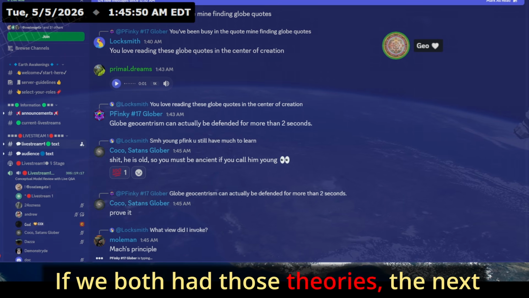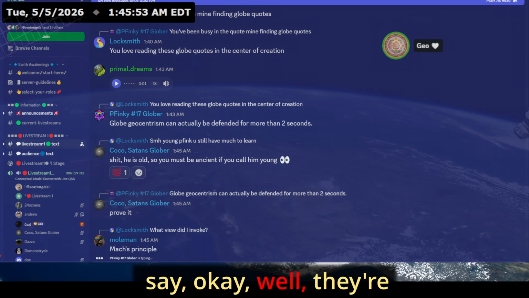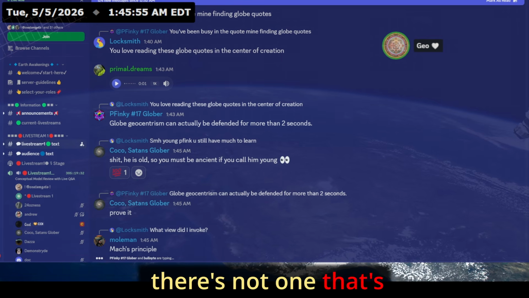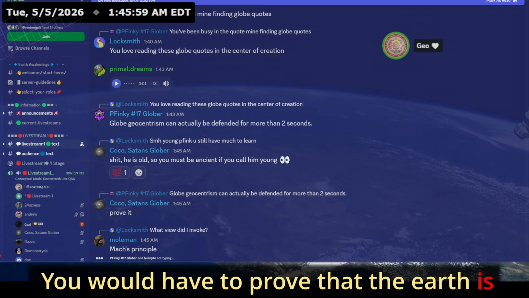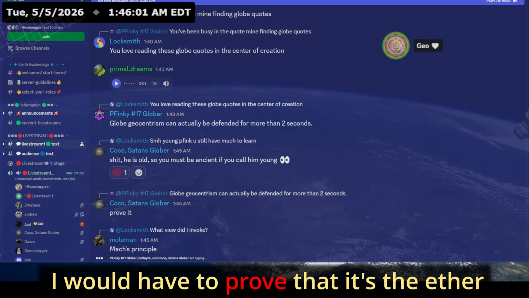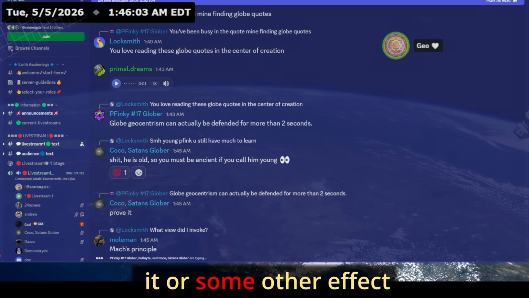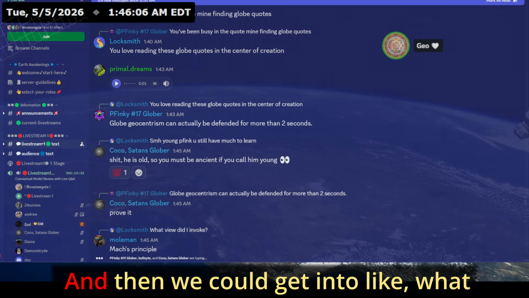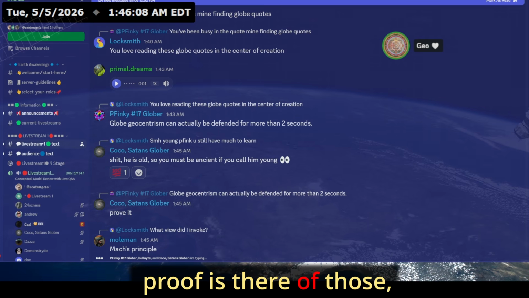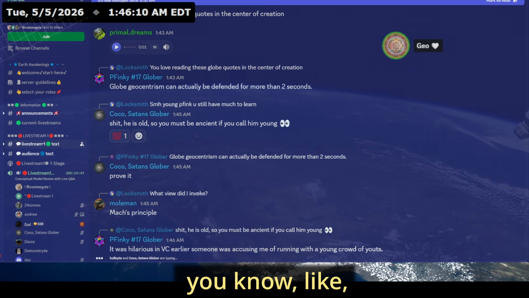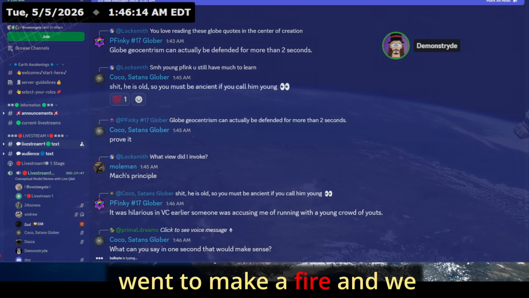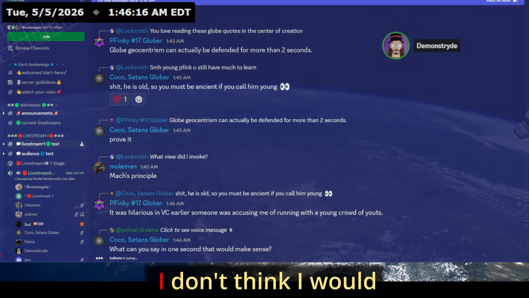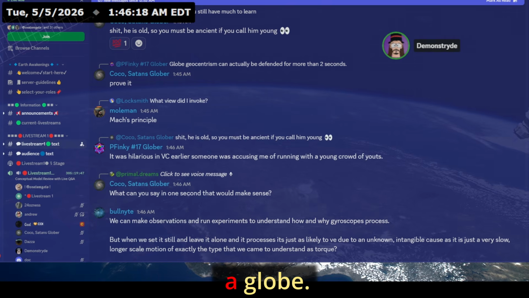If we both had those theories, we could say, okay, they're not necessarily mutually exclusive, just from that alone. You would have to prove that the Earth is actually moving or in rotation. I would have to prove that it's the ether that's actually causing it, or some other effect in the medium. And then we could get into what proof there is of those. To be honest, if we just plopped in and went to make a fire and made those observations, I don't think I would even conclude we're on a globe.